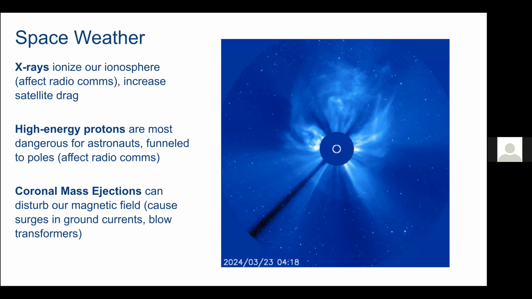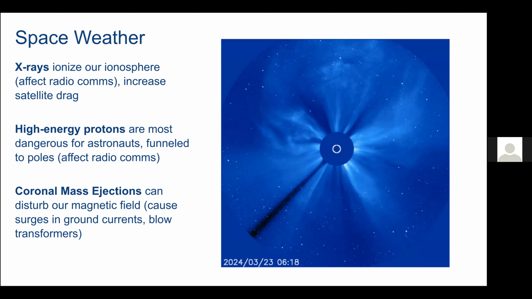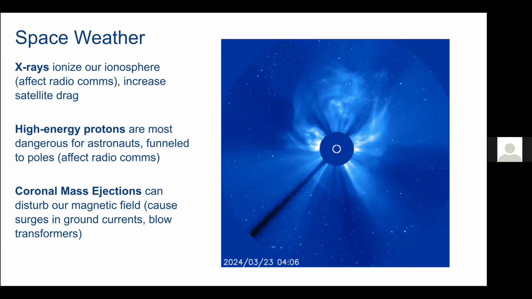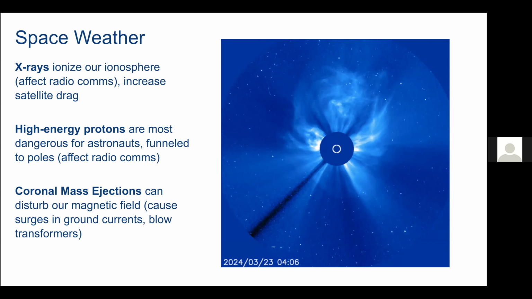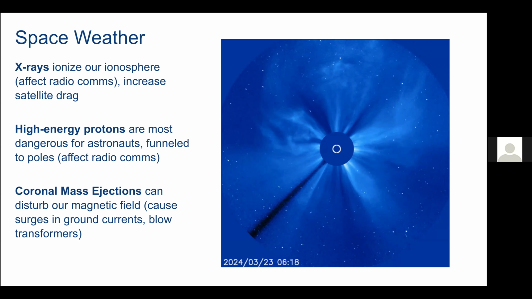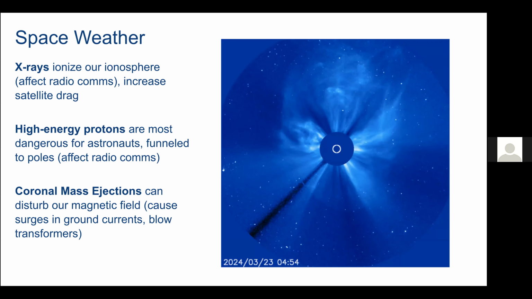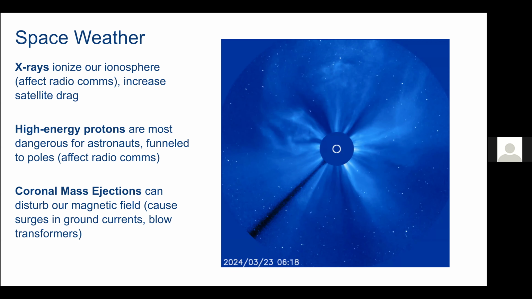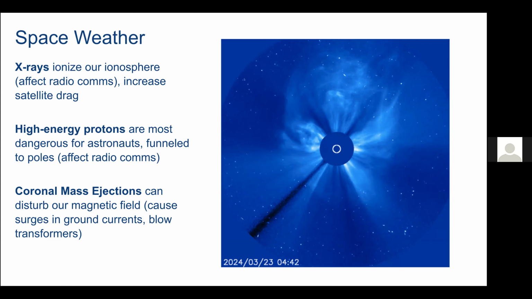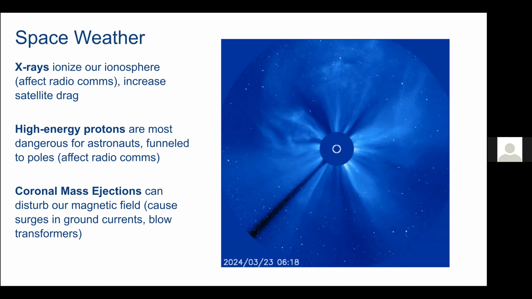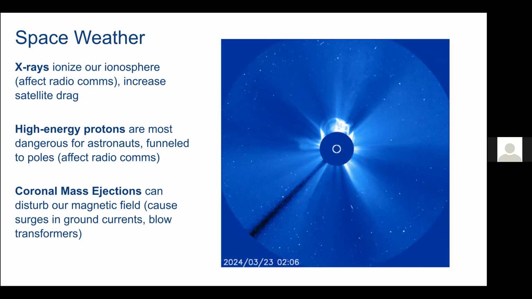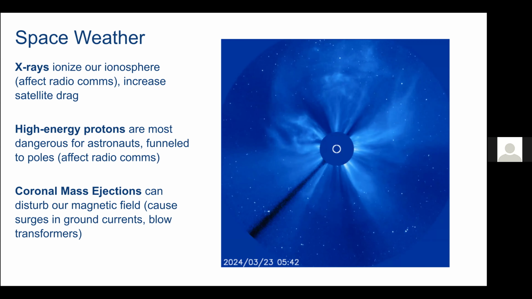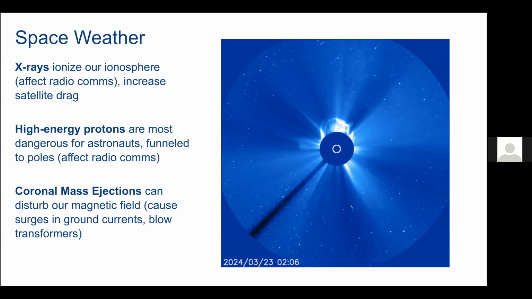And these aspects are what we call space weather, the impacts of the sun on the planet Earth and interplanetary space. So the X-rays from the flare itself are the first thing we can see. They can ionize our ionosphere, so it affects the propagation of radio communication. And they can also puff up our atmosphere and increase satellite drag, as well as these other effects too.